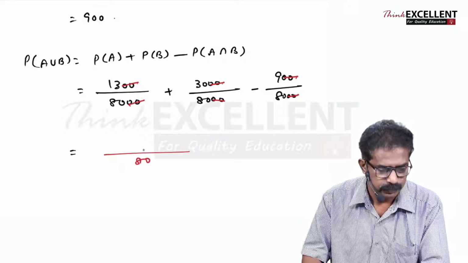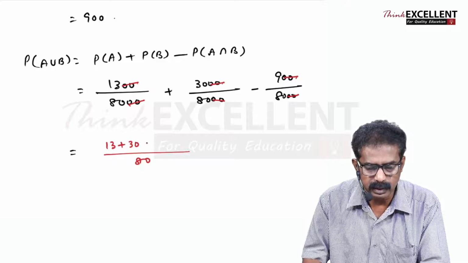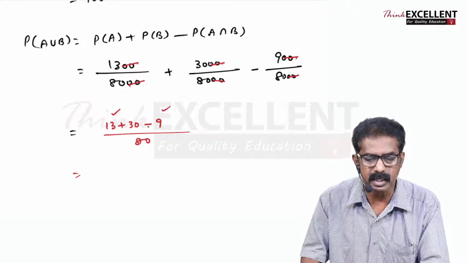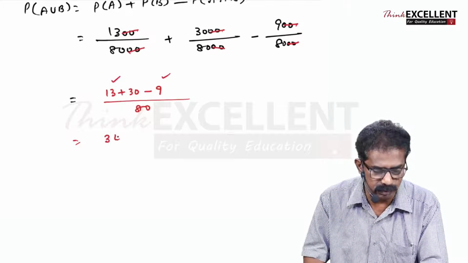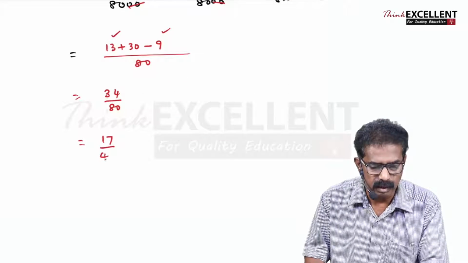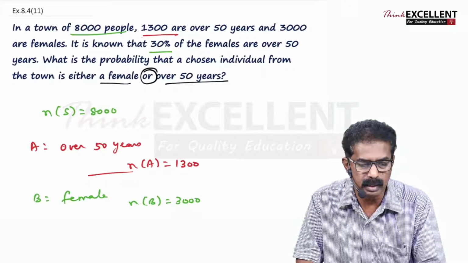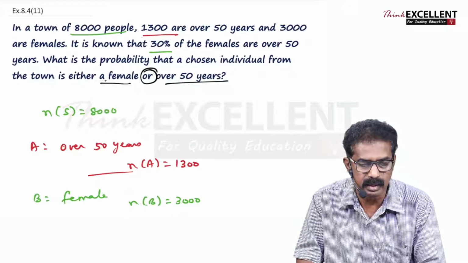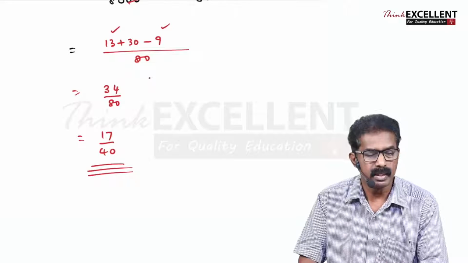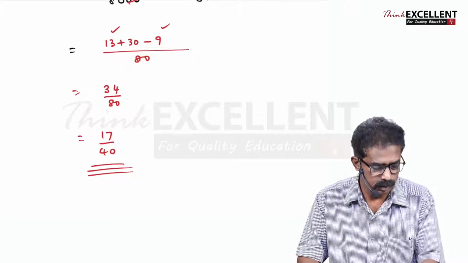80, right? If we take 80 as LCM, 13 plus 30 minus 9. So 13 minus 9 is 4. 30 plus 4, it is 34. 34 by 80, if we cancel by 2, 17 by 40. So the conclusion you can write: therefore the probability of selecting a female or over 50 years is equal to 17 by 40. Okay, now let's move on to the next question, sum number 12.